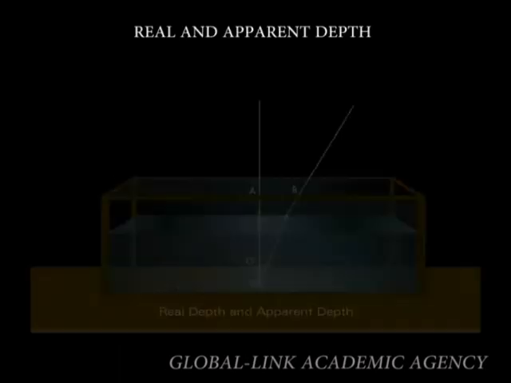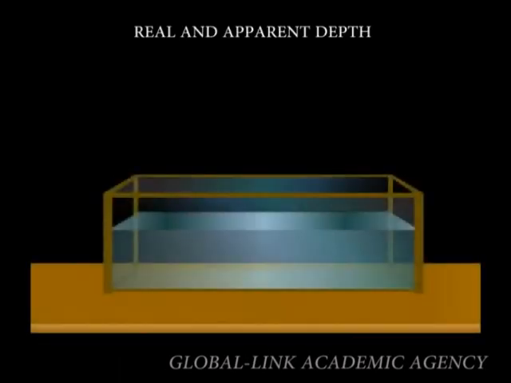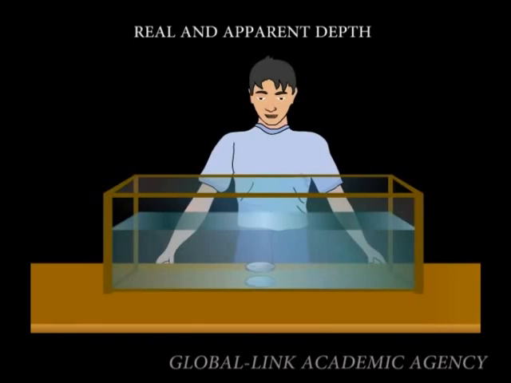Real and apparent depth. Now, it is a common experience that a water tank appears shallower than it actually is. Also, a coin at the bottom of the tank appears closer to the surface than it actually is. It is due to the refraction of light that the apparent depth of the water tank or any object inside it is less than the real depth.